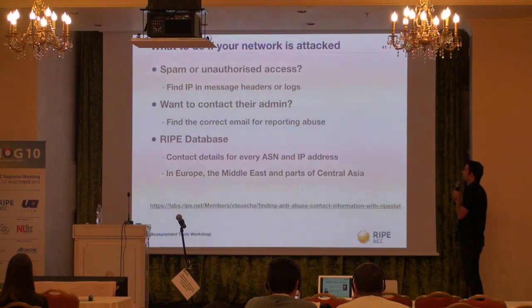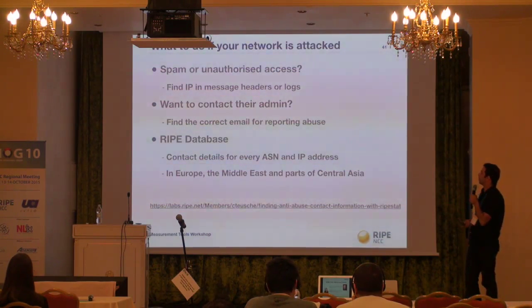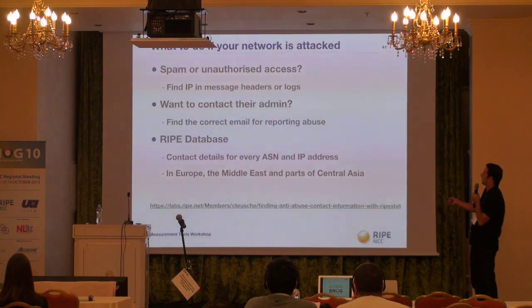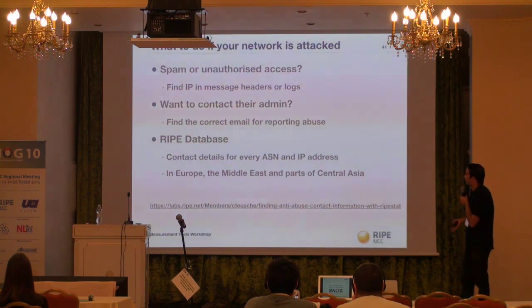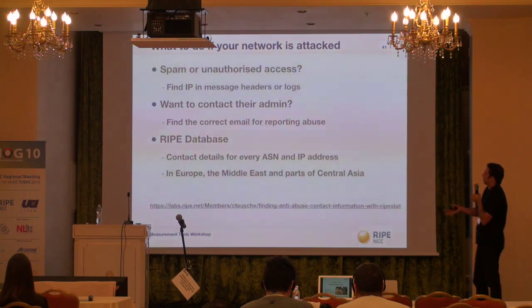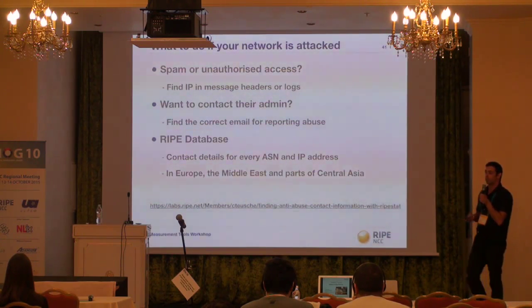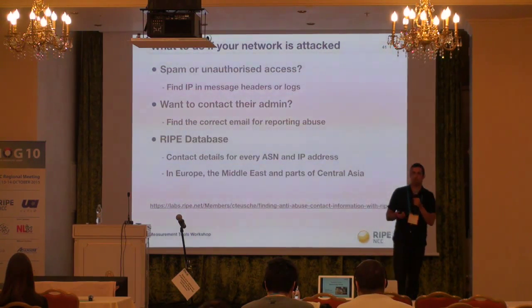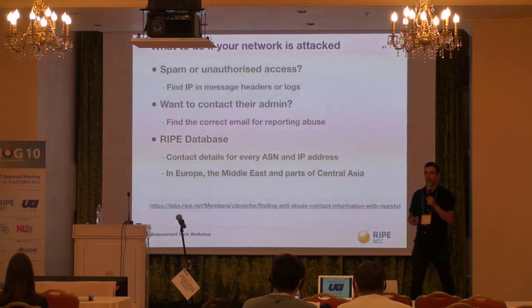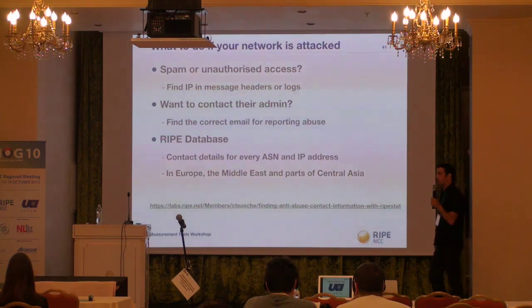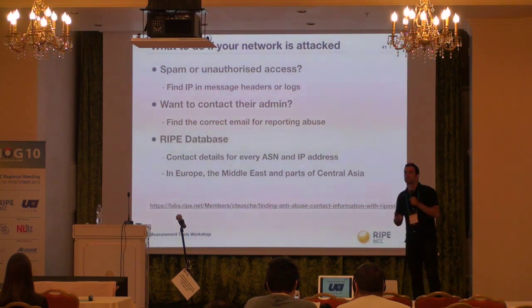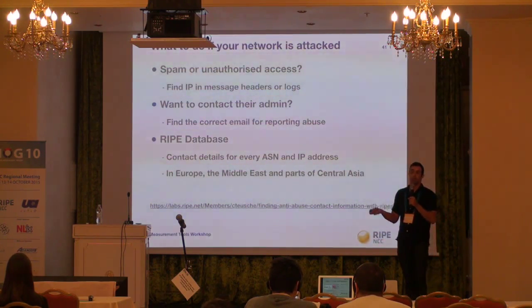So is it spam? Is it unauthorized access? Well, maybe good to see which IP it's coming from, and maybe from there you can contact the admin of this IP. So with the correct email for reporting abuse, usually in the RIPE database, that's where you can find these contacts. In the RIPE database there should be contact details for all the AS numbers and IP addresses. That's one of the main reasons for the RIPE database's existence. It's to provide contact information, sort of a yellow page for IP resources.